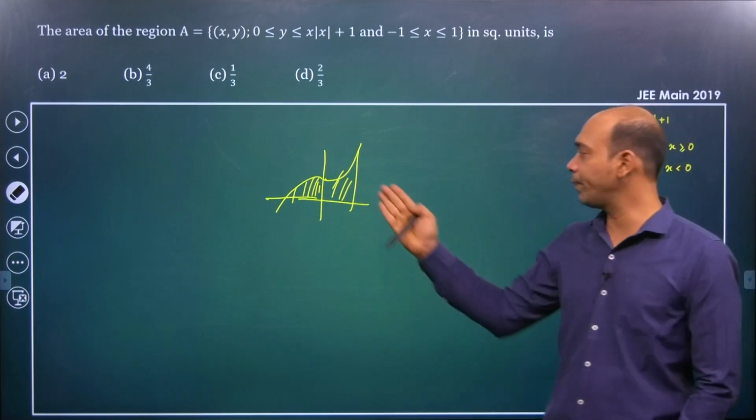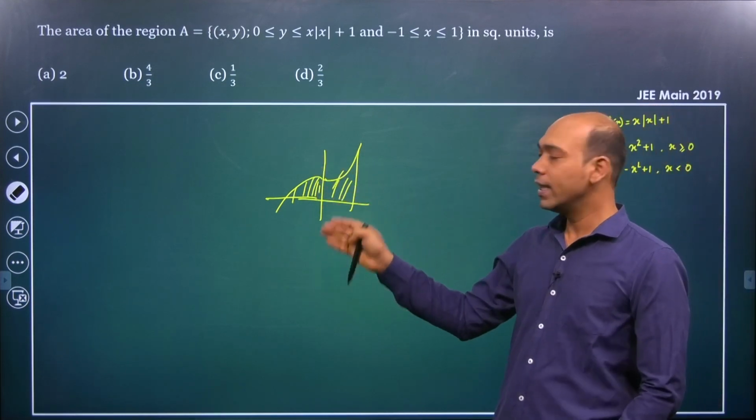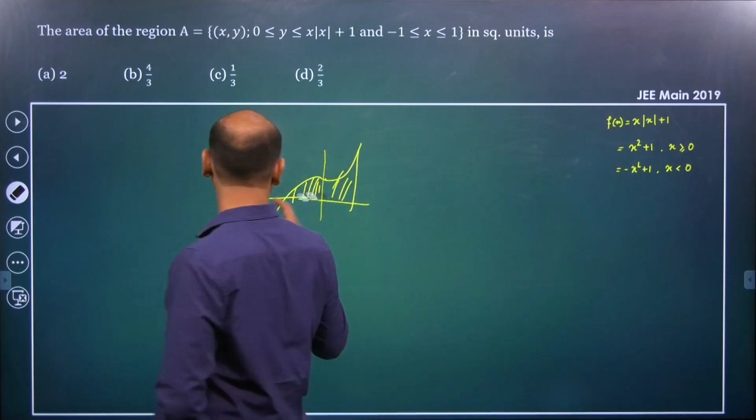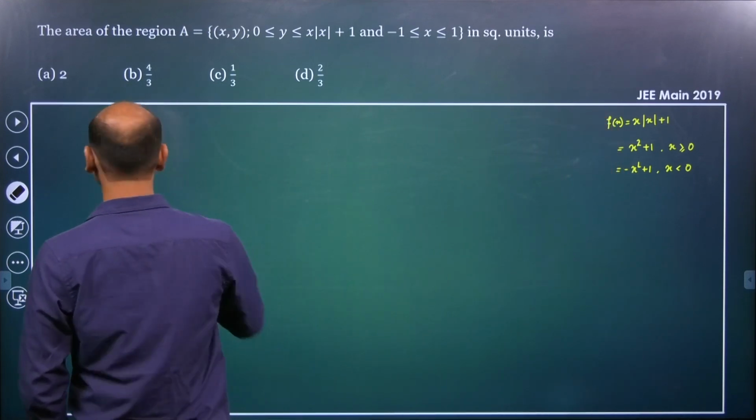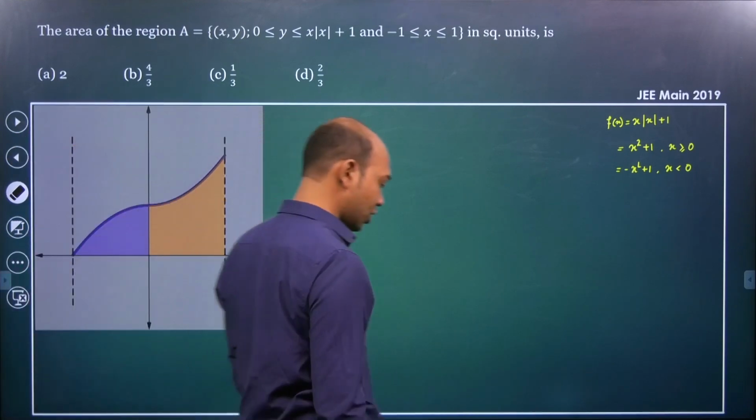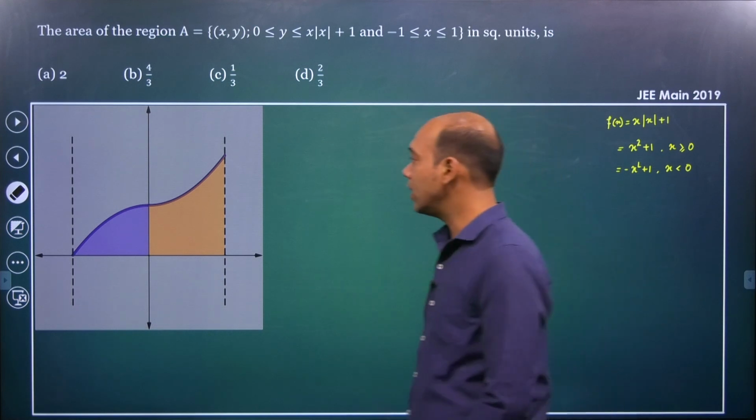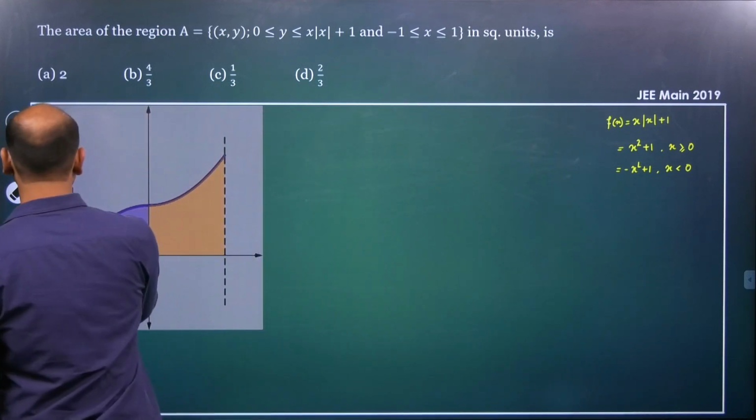Now we can see that the shaded area is bounded by the curve and the x-axis. So we don't have to spend much time; it's a very easy problem. Let's go ahead and understand the curve. This is the shaded area we are talking about. Now let's find out the area.